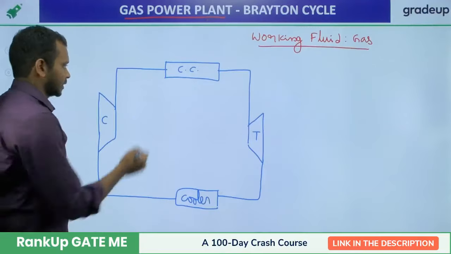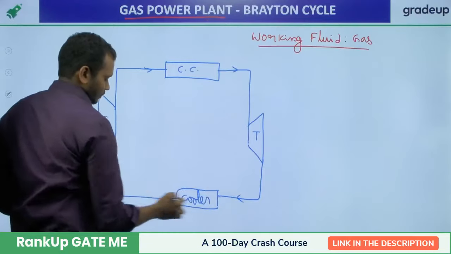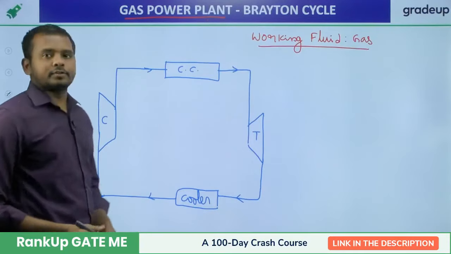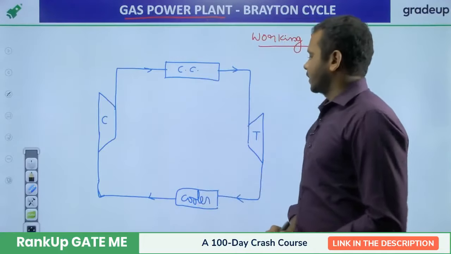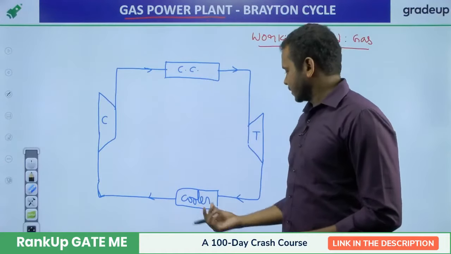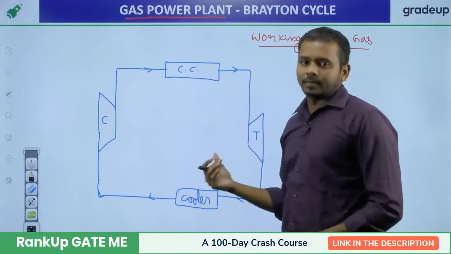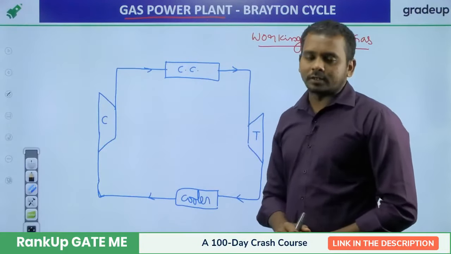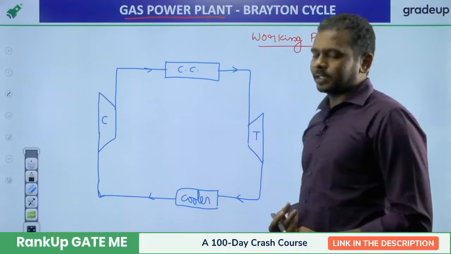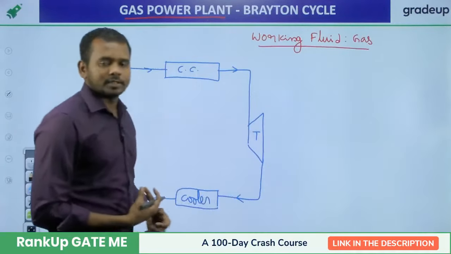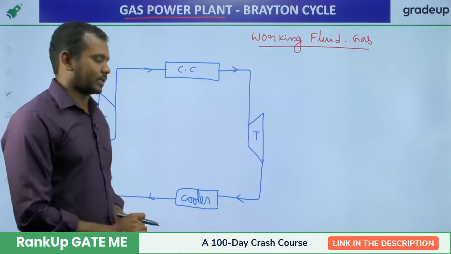So this is a simple construction of the Brayton cycle. Here I have shown the 4 essential components required for running a gas power plant: cooler, compressor, combustion chamber and turbine. First let us see how it works, and then we will see how to draw the Brayton cycle and how to analyze it.